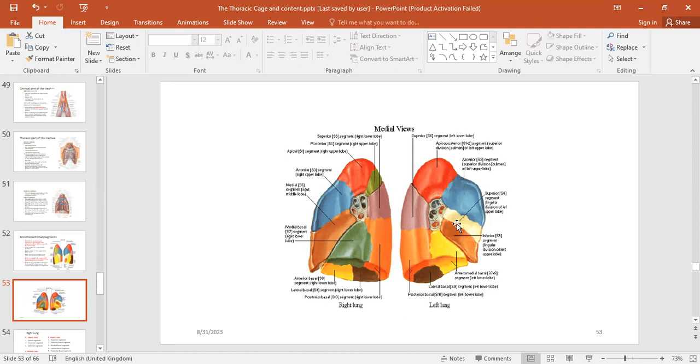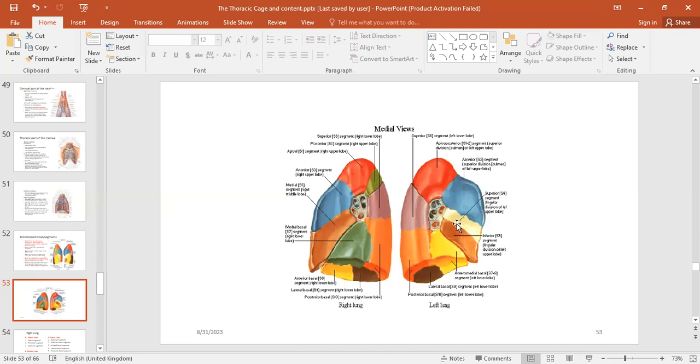The pulmonary arteries are carrying deoxygenated blood. Remember, these are the only arteries in the body that carry deoxygenated blood. Then the pulmonary vein is carrying oxygenated blood. Now, I want you to get me correctly here.